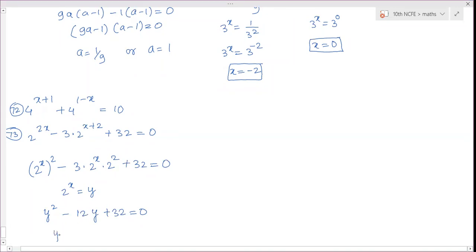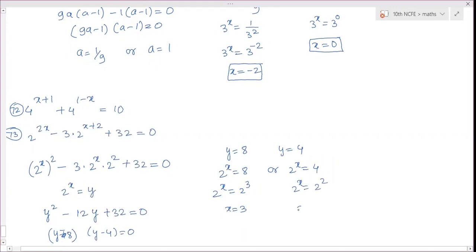So y minus 8, y minus 4 is equal to 0. So the value of y is 8 or 4. That means 2 to the power x is equal to 8, or 2 to the power x is equal to 4. 2 to the power x is equal to 2 cube, so x is equal to 3. 2 to the power x is equal to 2 square, so x is equal to 2. Are these questions clear? Okay.